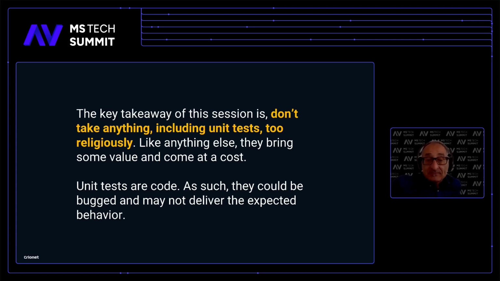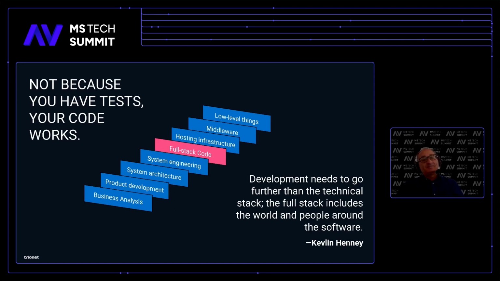Unit tests are code, plain code on top of the code. And because they are code, they must be tested. They can be buggy, and they may not even deliver the expected behavior if there is not enough knowledge of the domain, both the business domain and the testing domain, which exist around people. And finally, just because you have tests, your code does not necessarily work.